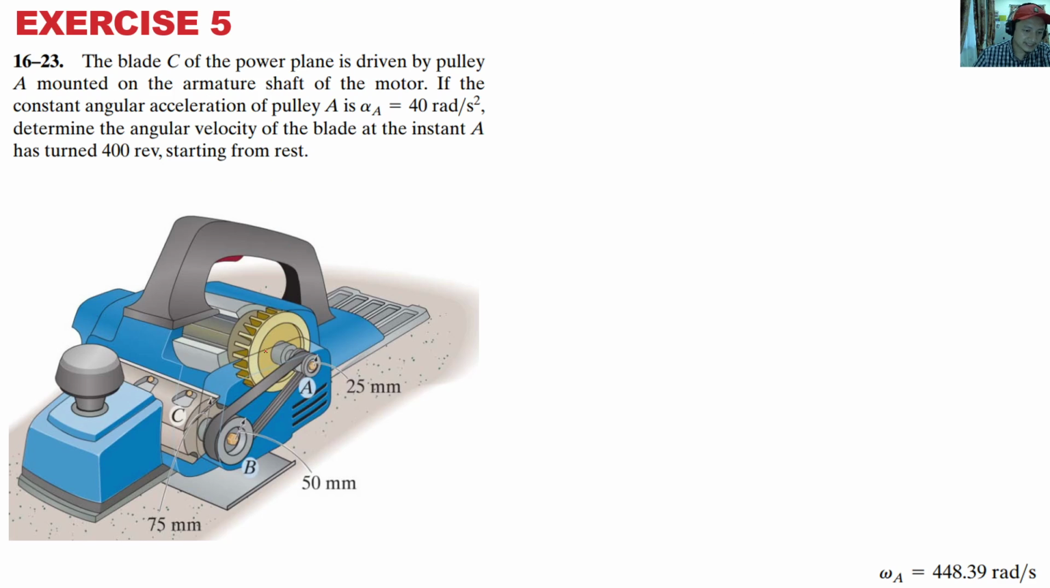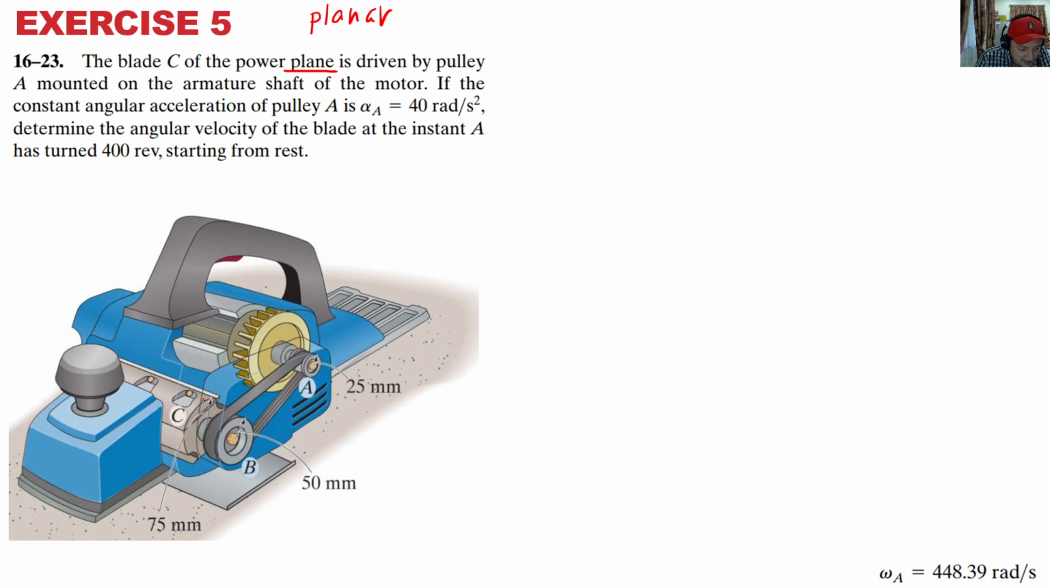Okay, so let's break down this machine. This machine is called a plane or a planar. It makes the surface become a plane. I think in Malay we call it pengetam kayu, some sort like that. It flattens the surface. So blade C of the power plane is driven by pulley A.